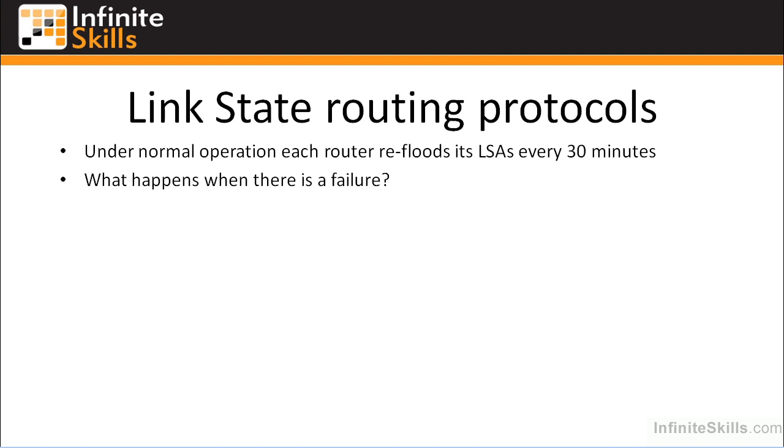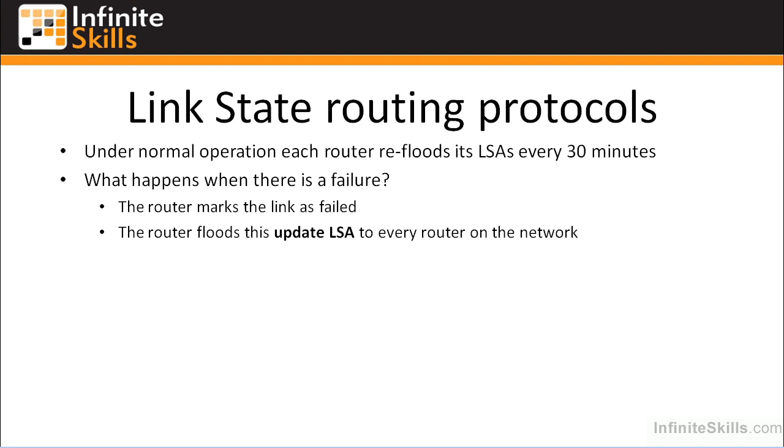So what happens when there's a failure? Well, obviously the router marks the link as failed. The router then floods this update LSA to every router on the network. It doesn't send the full LSA table, it just says, hey, this link to the 10.1.1.0 network, it's failed. I don't have a route to it anymore, so you don't need to send your traffic to me.